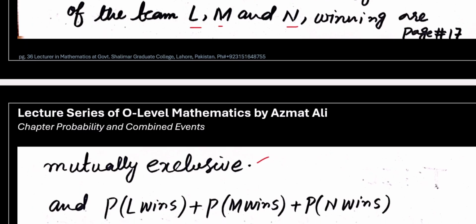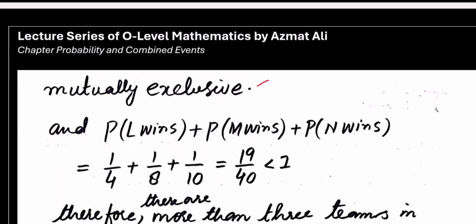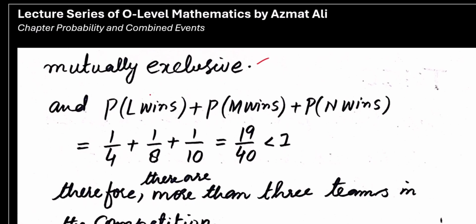This is our first question. Since it is given that only one team can win the match, the events of each of the teams L, M, and N winning are mutually exclusive. It means 2 or more than 2 teams cannot win the match at the same time. Next, probability of L wins, probability of M wins, probability of N wins. The sum of probabilities is 1 by 4 plus 1 by 8 plus 1 by 10. This gives 19 over 40, which is less than 1, clearly.